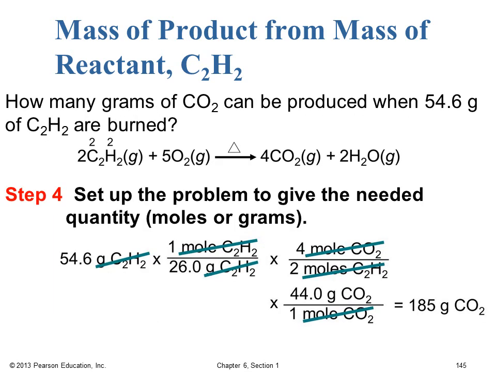To set it up, we want our grams of C2H2 to cancel out and be left with moles, so we use 54.6 grams divided by 26 grams per mole. Then we want our moles of C2H2 to cancel out to be left with carbon dioxide, so it's 4 moles of carbon dioxide per 2 moles of C2H2. Then to go back to grams, we use 44 grams of carbon dioxide per 1 mole. You see it written out there. Just make sure you follow your units. It can be very easy to do one small thing wrong and get the whole question wrong. Make sure that when you multiply, the denominators cancel out. Just make sure you're following those units.